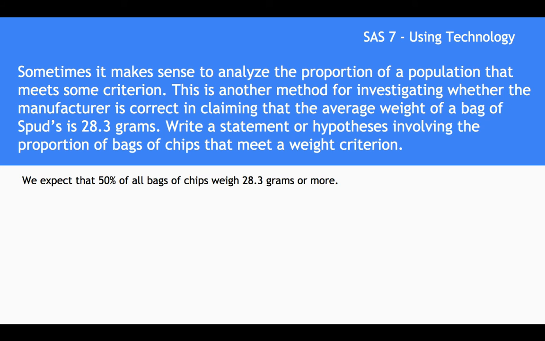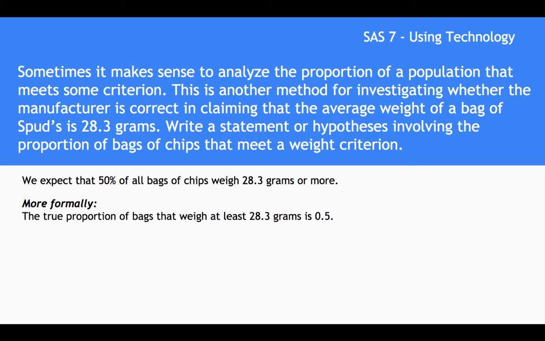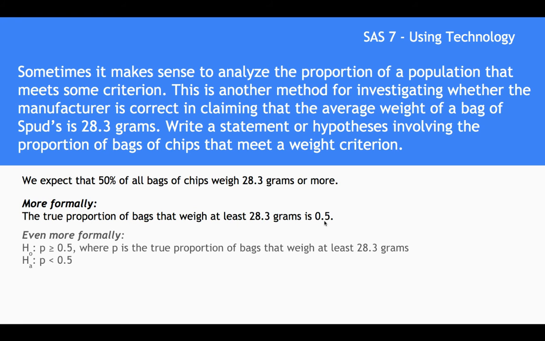So we expected 50% of all bags of chips weigh 28.3 grams or more. That's kind of an easy one to answer. And it helps us out a lot, unless the other bags weigh 0, which would not make any sense at all. More formally, the true proportion of bags that weigh at least 28.3 grams is 0.5. A proportion is a decimal or a fraction. And even more formally, we can make a list of those hypotheses using scientific notation, as they would use.